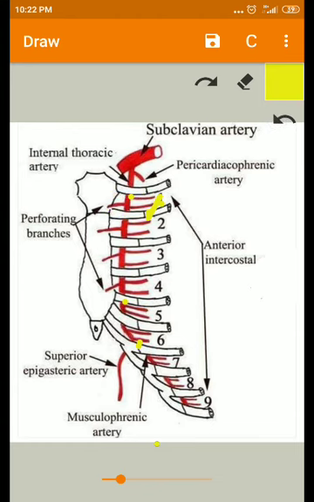So these are the structures related anteriorly to the internal thoracic artery below the first costal cartilage: the pectoralis major muscle and upper six costal cartilages, the external intercostal membrane, internal intercostal muscles and the first six intercostal nerves. Coming to posteriorly, it is related to the endothoracic fascia and pleura.